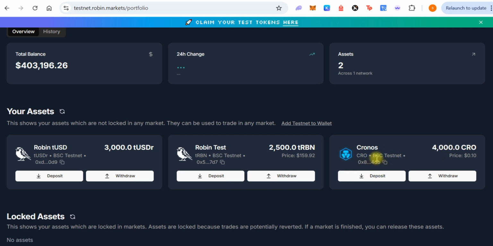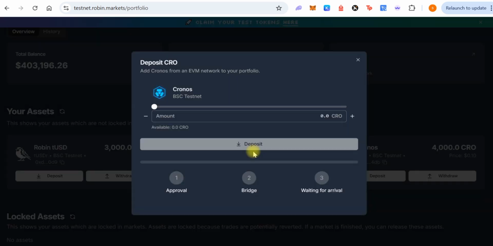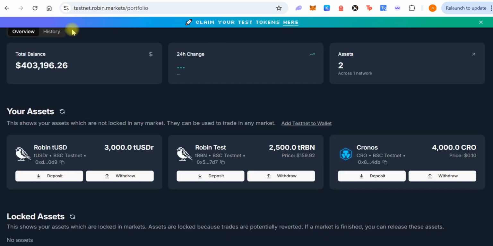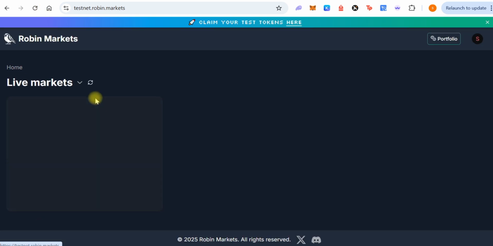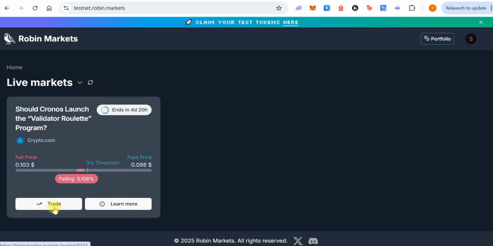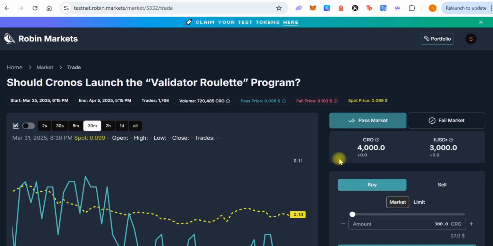So now this is what is in your wallet. For you to get it to Chromia, you would have to bridge it. Here is where you decide how much Kronos you want to bring to your Robin market. Don't forget that at this stage of bridging, it might keep loading. All you need to do is refresh the page to see how much you deposited.